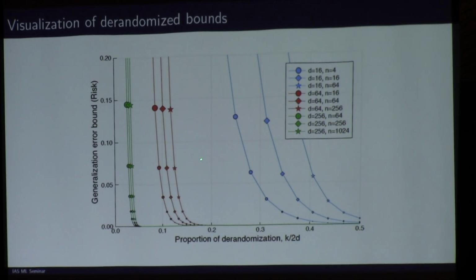This has 16 dimensions, 64, and 256. What's going on with the different shapes is I'm increasing the number of data. What you see is for a sufficiently large number of distributions, this increasingly sharp transition from this particular de-randomization yields a vacuous bound to an extremely tight bound on the generalization error.